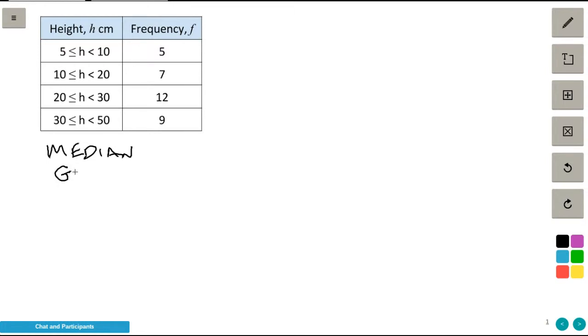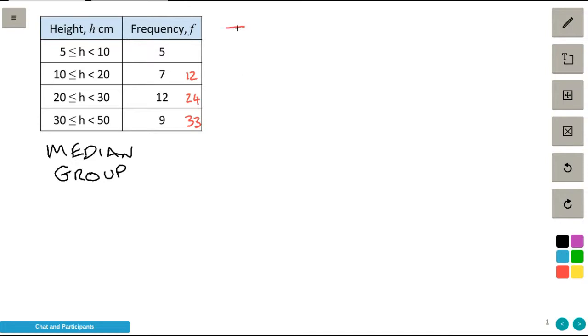Instead, for this video, we're going to look at finding the median group, which is the group that contains the middle value. And this process is going to be pretty much the same as when we're finding the median from an ungrouped frequency table. If you remember, what we do is we first of all sum the frequencies. We find out what the total frequency is going to be. So that's 5 plus 7, which is going to give us 12, plus another 12 gets us to 24, and then plus the 9 finally gives us a total of 33.